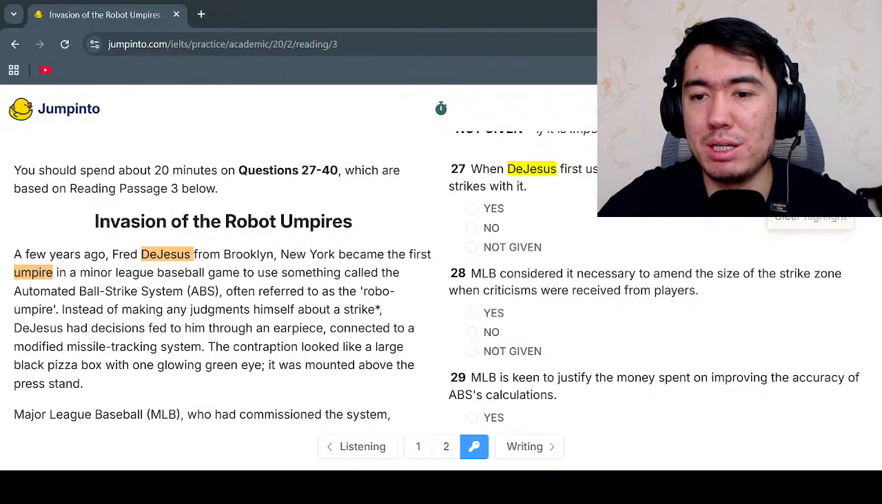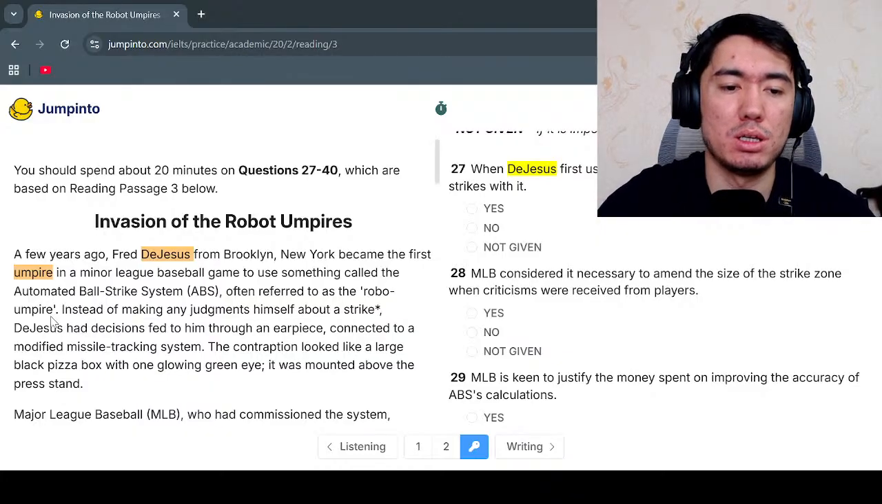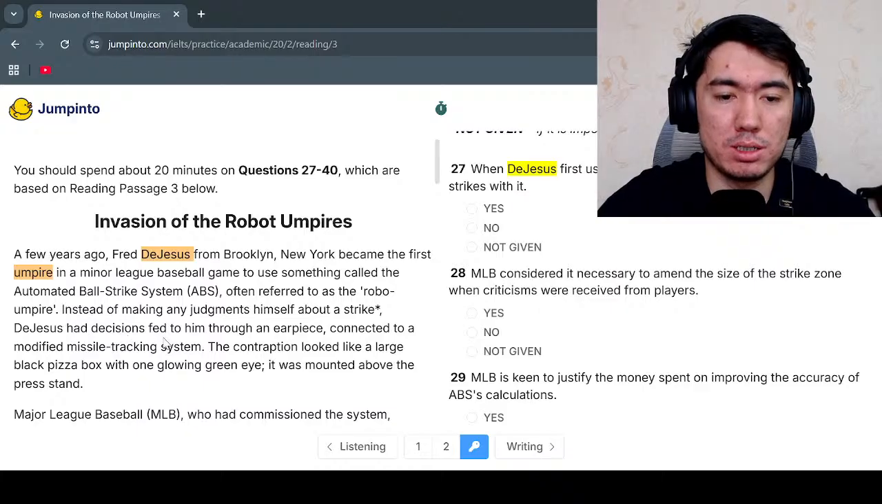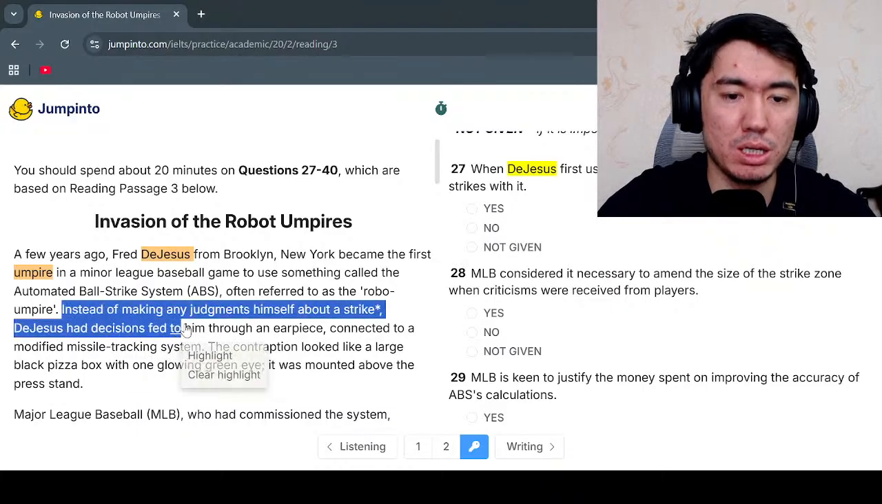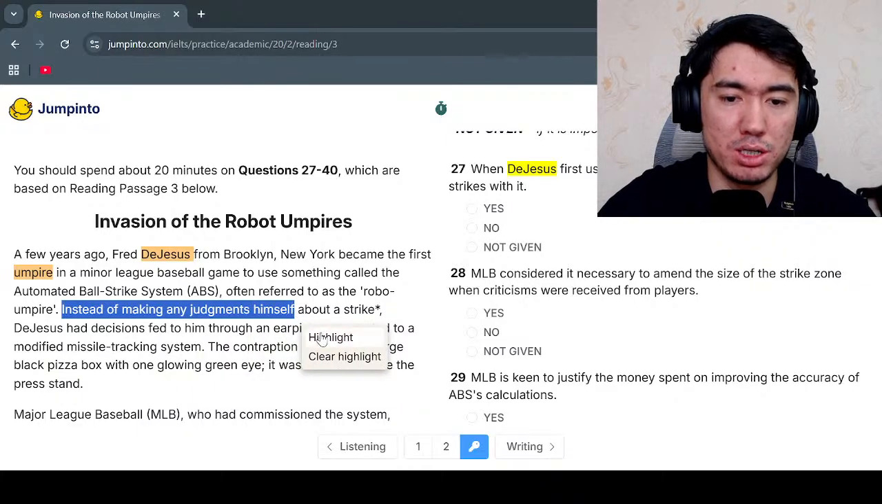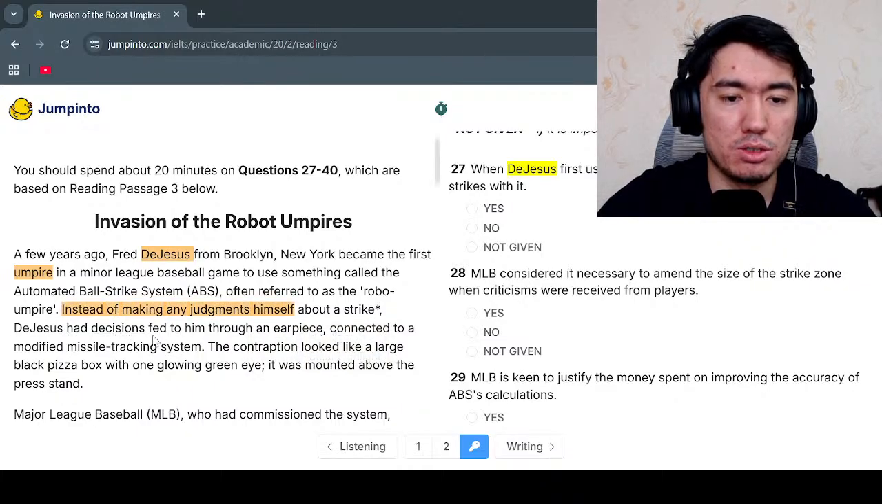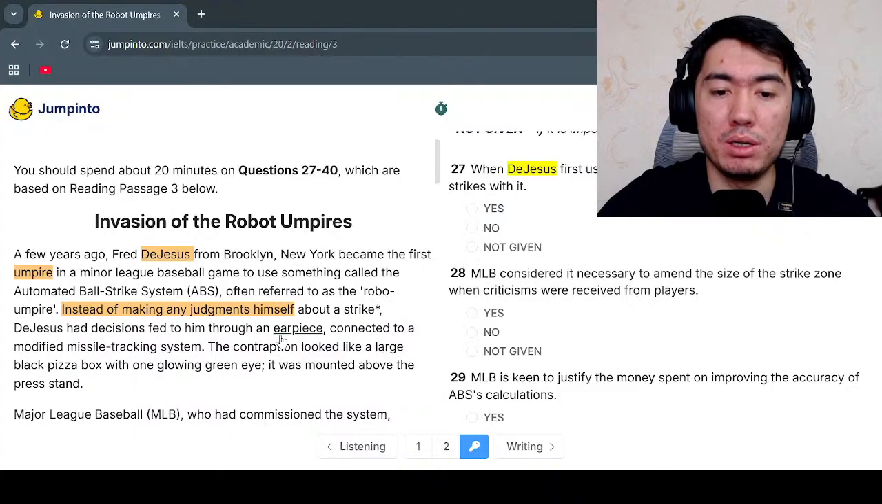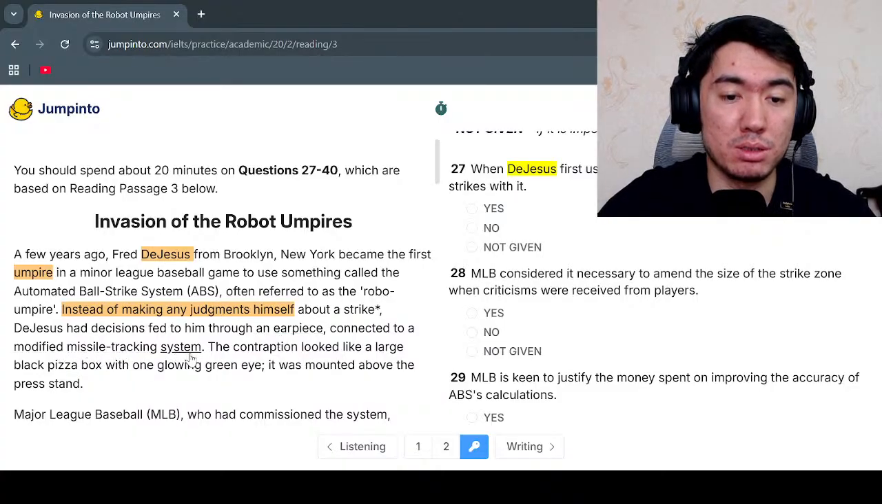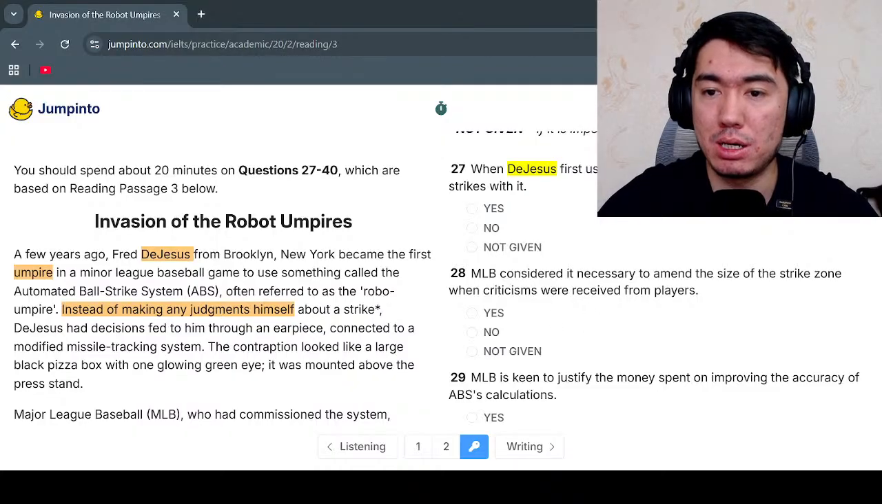I think they mean he also made decisions, but the text doesn't agree with that. So instead of making any judgments himself about a strike, decisions fed to him through an earpiece connected to a modified missile. The contraption looked like a large black pizza box with one glowing green eye. It was mounted above the press stand.